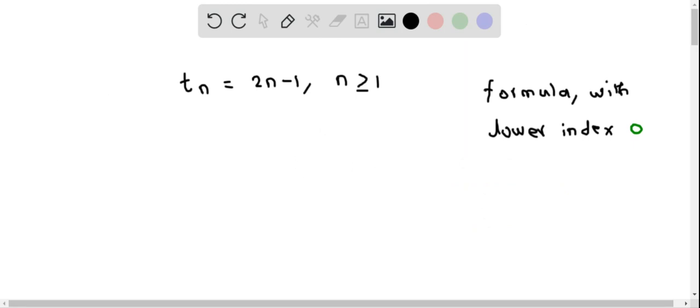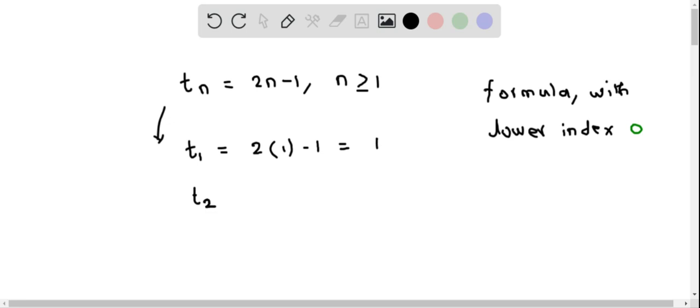Let's rewrite this sequence in another form such that the lower index is 0. So first, I'm going to expand this sequence. I try to clearly write down this sequence in terms of numbers. First, I'm going to plug in n equal to 1. So when I plug in, it becomes t1. That is, the first term is 2 times 1 minus 1, and this equals 2 minus 1, which is 1.